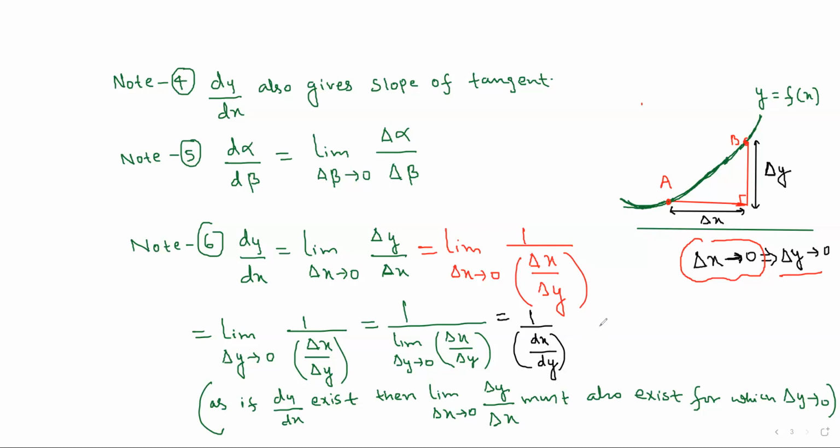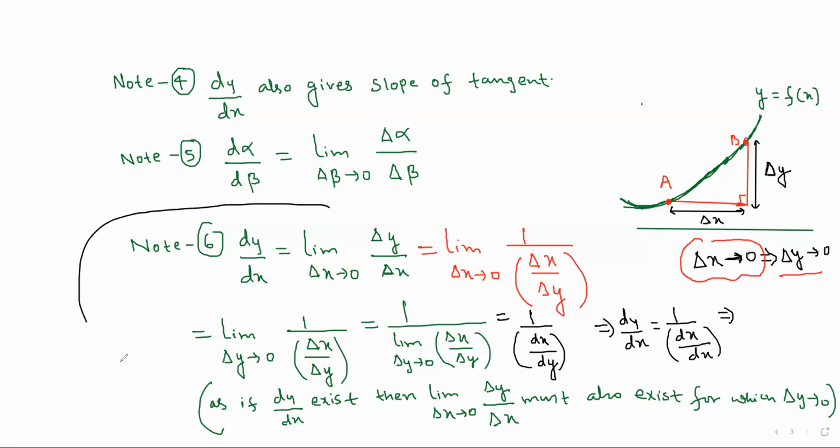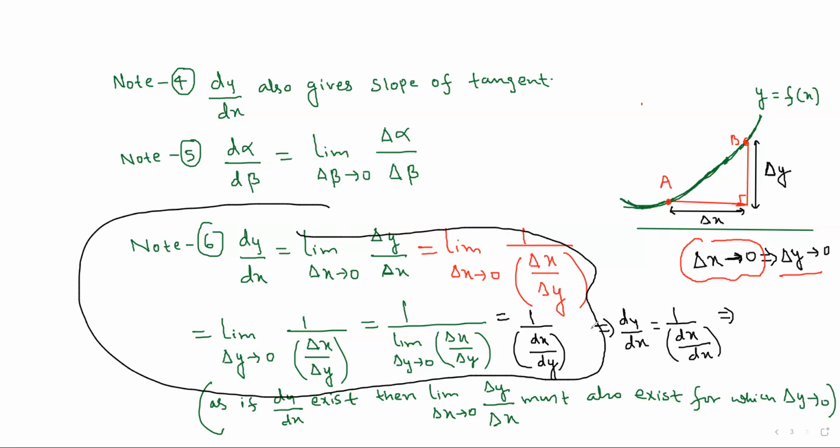what do you observe from here? We observe that dy by dx is the inverse, or reciprocal, of dx by dy. You may think, sir, why write this here? This is simply the reciprocal form.